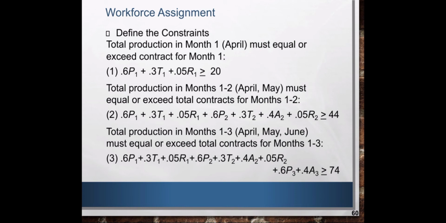The total production in months 1 to 3, April, May, and June, must equal or exceed total contracts for months 1 to 3. So 0.6 P sub 1 plus 0.3 T sub 1 plus 0.05 R sub 1 plus 0.6 P sub 2 plus 0.3 T sub 2 plus 0.4 A sub 2 plus 0.05 R sub 2 plus 0.6 P sub 3 plus 0.4 A sub 3 is greater than or equal to 74.